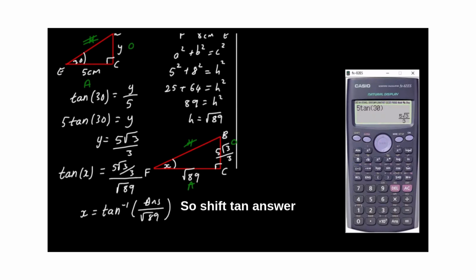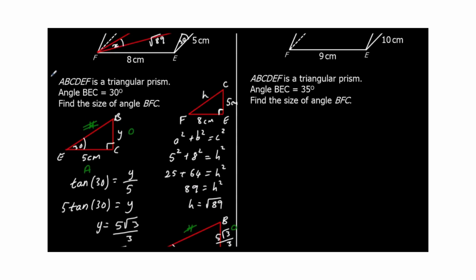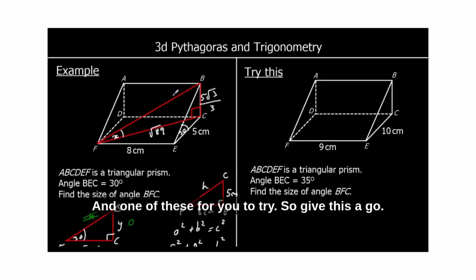So shift tan, answer, over the square root of 89, and we've got 17.0 degrees to 1 decimal place. And one of these for you to try, so give this a go.